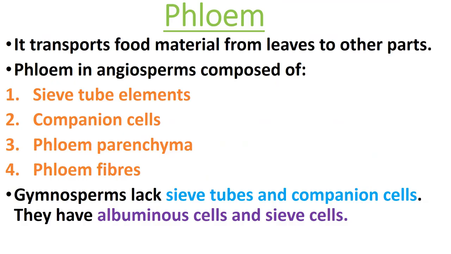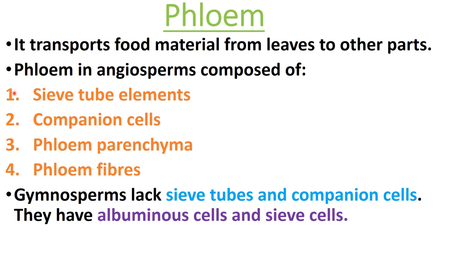Now the next type of complex permanent tissue is phloem. What is the function of phloem? It transports food material from leaves to other parts. As you know, food is formed inside the leaves of the plant. All the parts of the plant need food for their growth and development. That's why from the leaves this food is transported to different parts of the plant with the help of phloem tissue. Now in angiosperms, in flowering plants, phloem is composed of these elements.